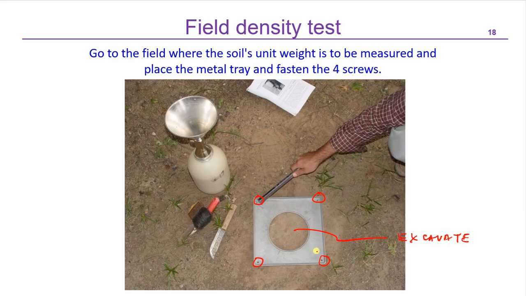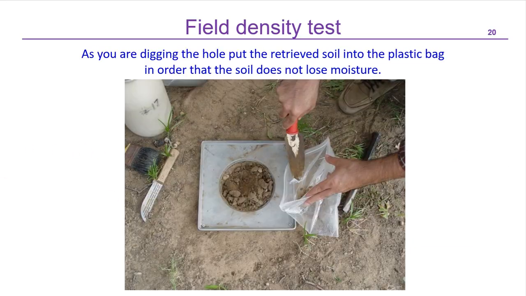soil from here. It should be a uniform hole, and the depth should be at least, if we can go up to 6 inches, it is going to be better. Okay, next we will excavate from here and put it in a plastic bag. So keep on excavating and keep on putting it in the plastic bag.